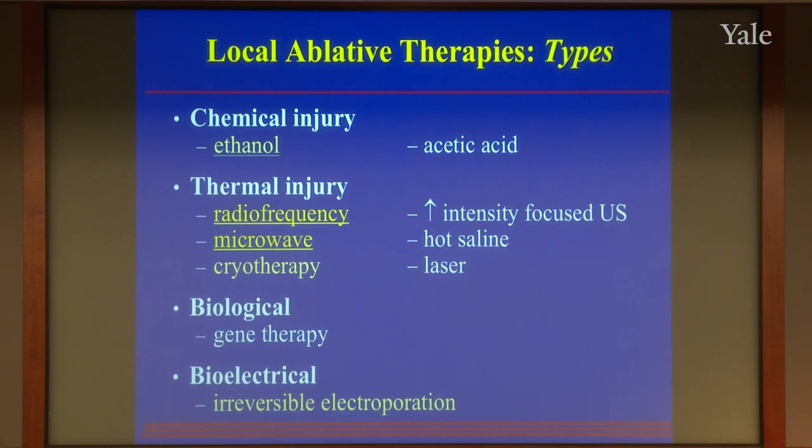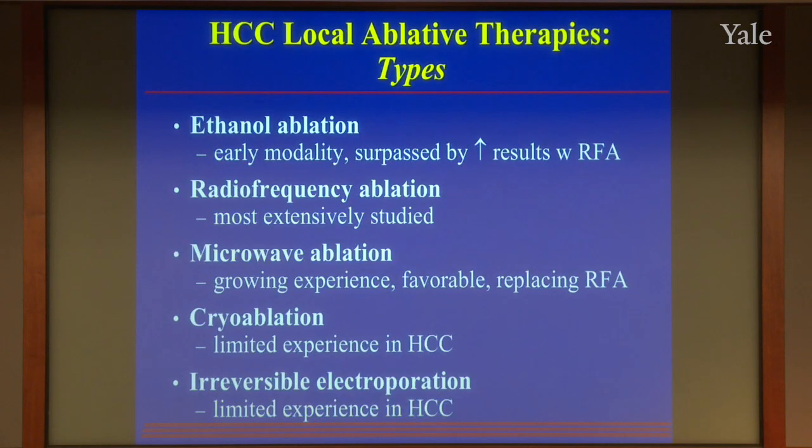So I divide ablative therapies into chemical injury, thermal injury, biologic injury, and bioelectrical, and the highlighted ones are really what are more commonly used, and the underlined ones the most commonly used. Early on, ethanol ablation, or PEI, which is percutaneous ethanol injection, was an early modality, but this has really been surpassed by the better results of hyperthermic ablation. And hyperthermic really consists of radiofrequency ablation, which is the most extensively studied, but microwave ablation, I think, is really surpassing that at the current time, and I can't remember the last time I've done a radiofrequency ablation. Cryoablation has limited experience in HCC, as does irreversible electroporation.